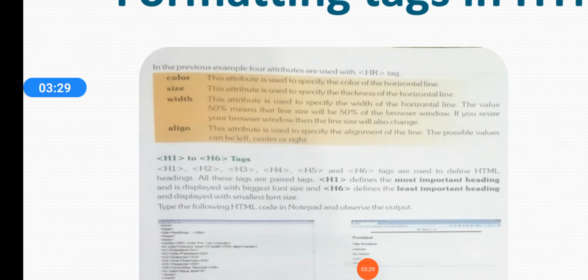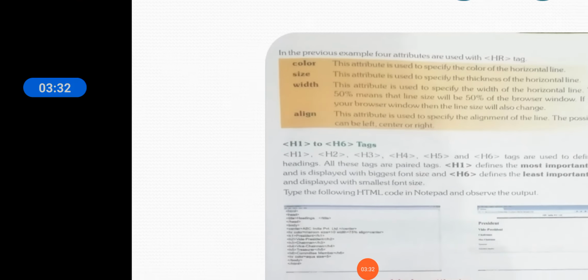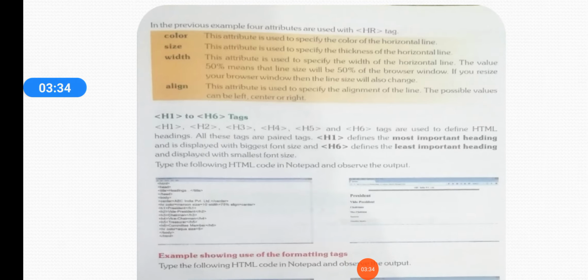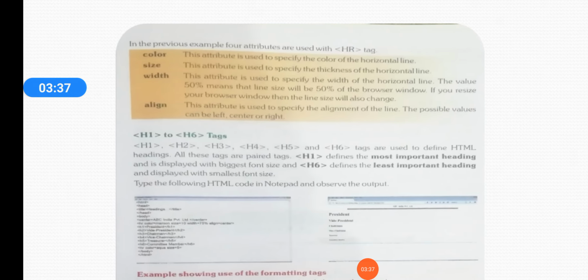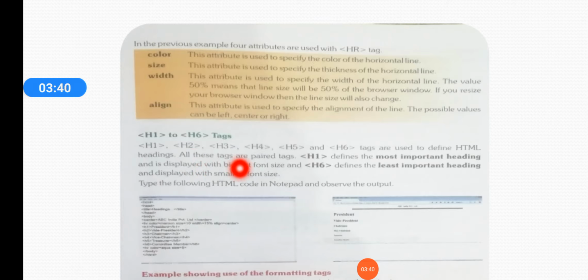H1 to H6 text. Now here you can see, H1, H2, H3, H4, H5 and H6 tags are used to define HTML headings. These are used to define HTML headings. All these tags are paired tags. H1 defines the most important heading and is displayed with the biggest font size, and H6 defines the least important heading and displays with the smallest font size. So H1 is the most important and H6 is the least important.